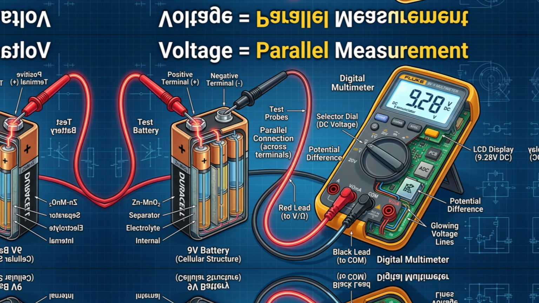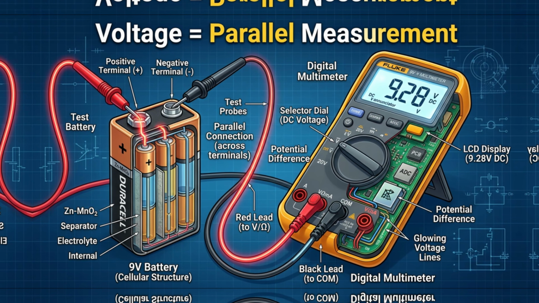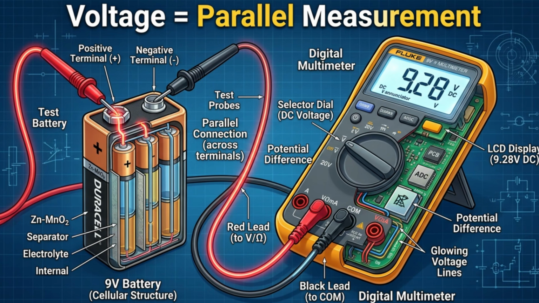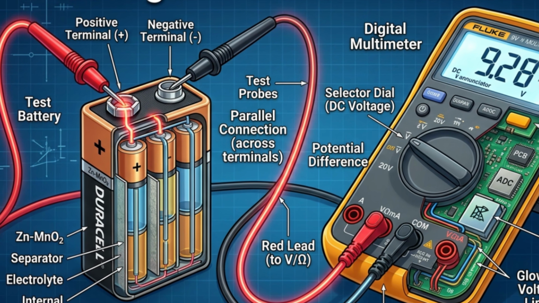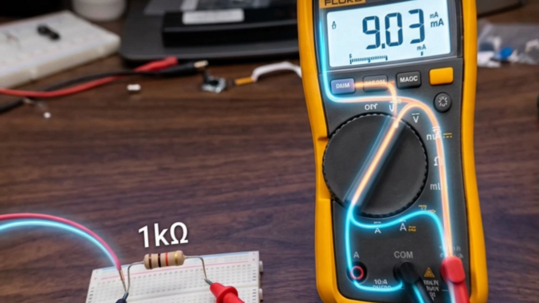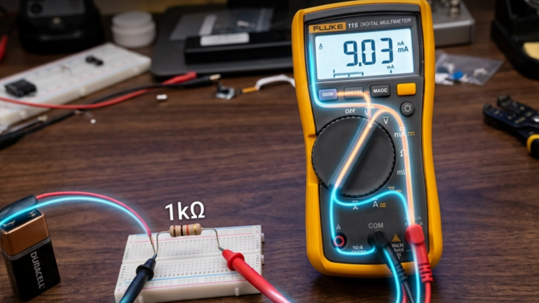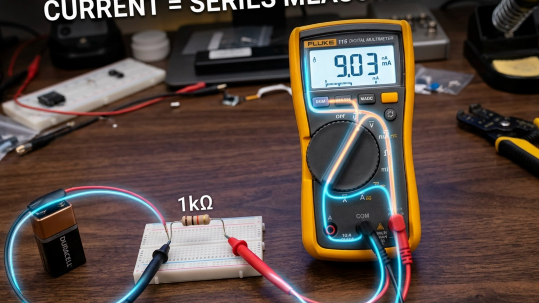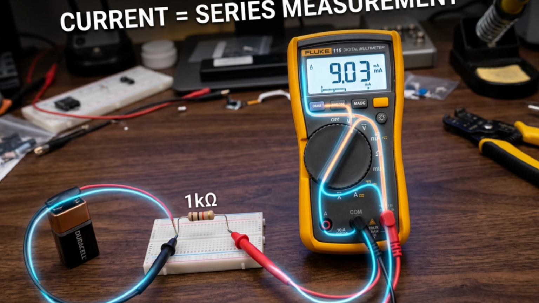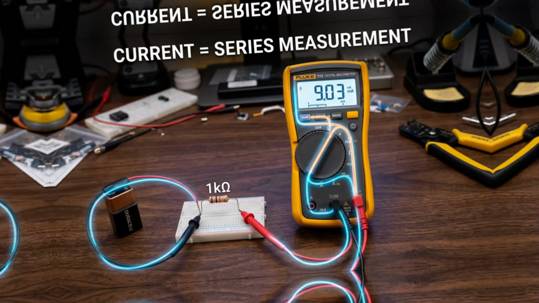When measuring voltage, the multimeter is connected across 2 points. This is called a parallel measurement. The meter simply compares the electrical pressure between those 2 points. Current is different. To measure current, the meter must become part of the circuit. Electricity actually flows through the meter. That's why current measurements require extra care.